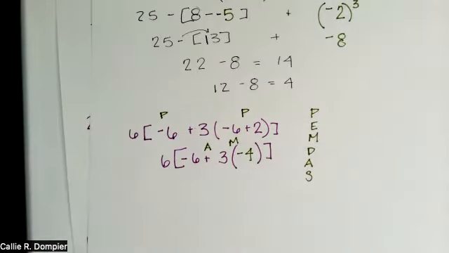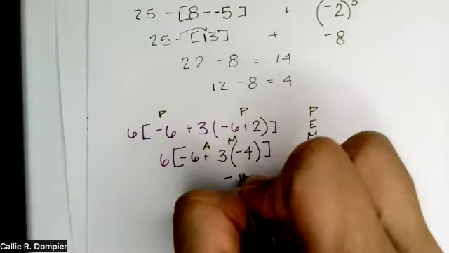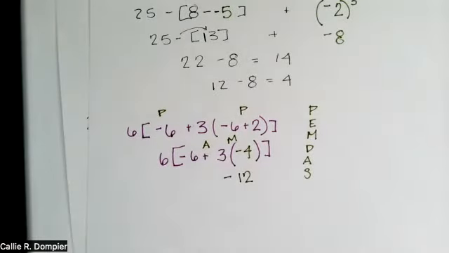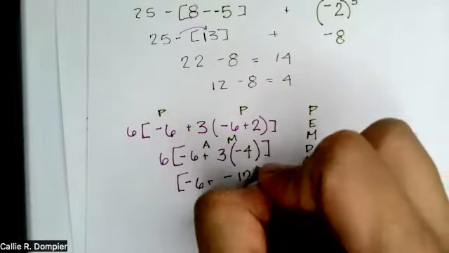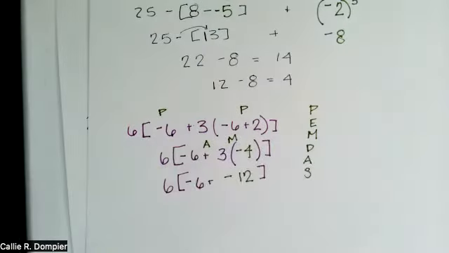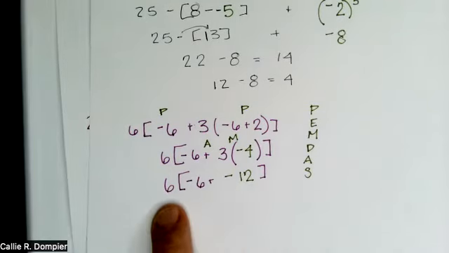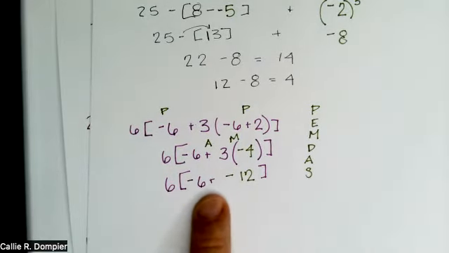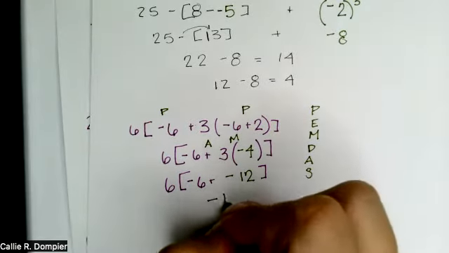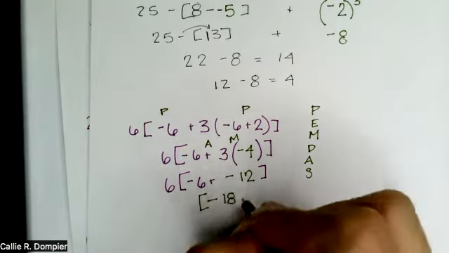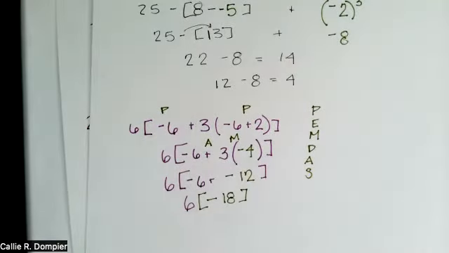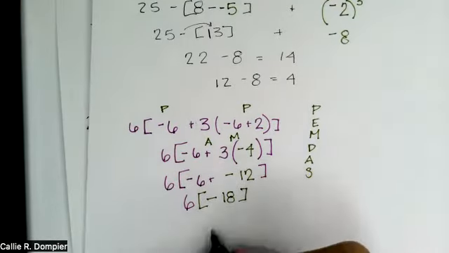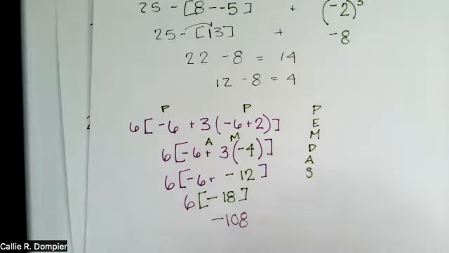3 times -4 is -12, I think, right? We're still combining that with -6 and multiplying all of that by 6. Now we're going to add before we multiply because of the parentheses. -6 minus 12 is -18. Multiplying that by 6, -18 times 6, I get -108.